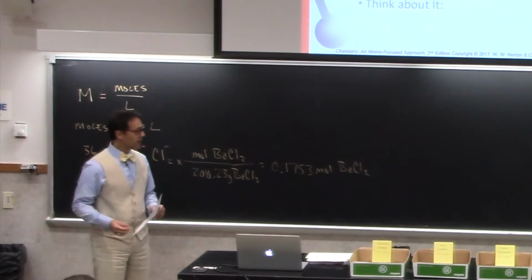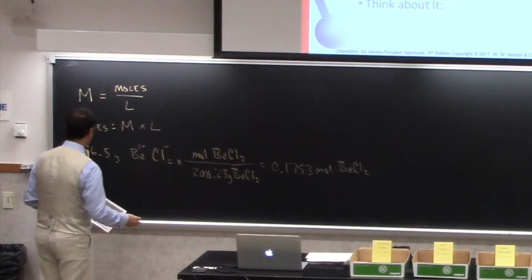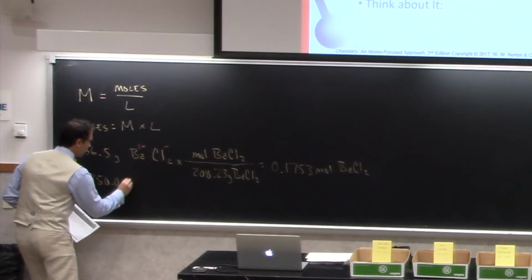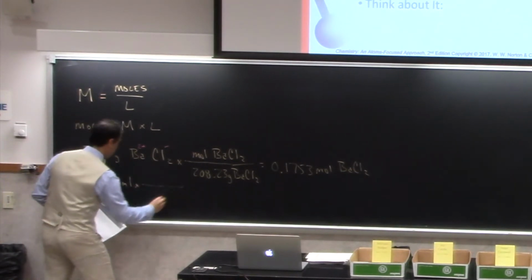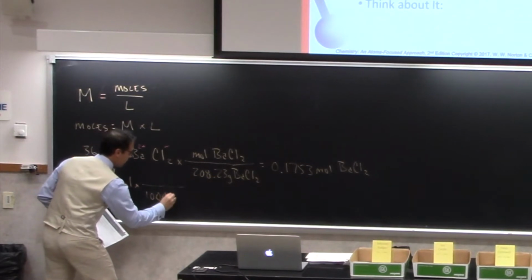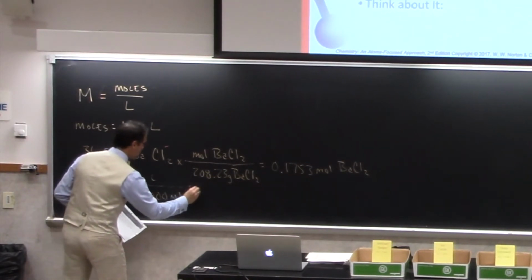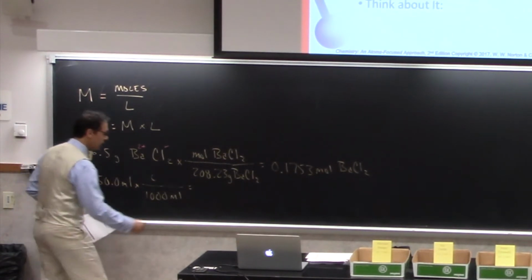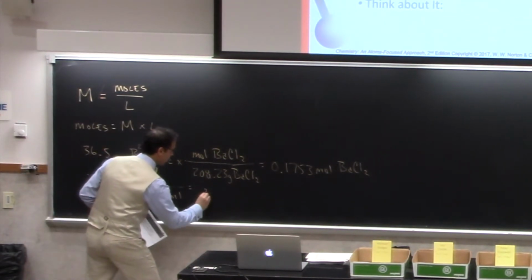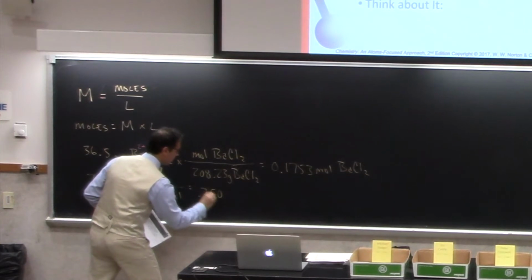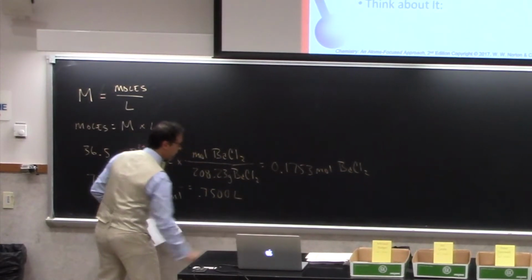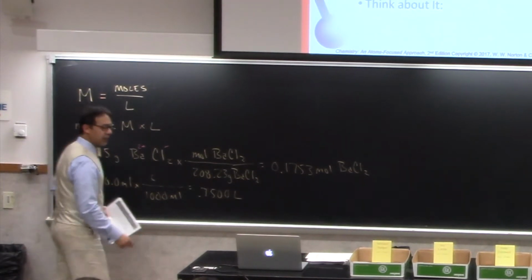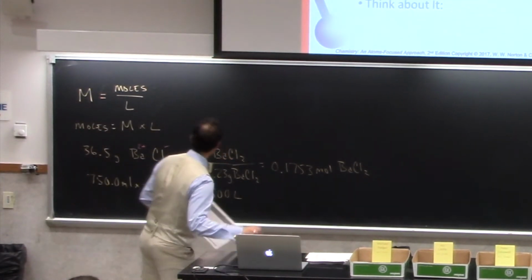Divide by 1,000? Excellent. Okay, so I'm going to take my 750 milliliters, divide it by 1,000 milliliters per liter, and that's really just moving the decimal 3 spots. And so that gives me 0.7500 liters. Now I can just plug these numbers into my equation up above.